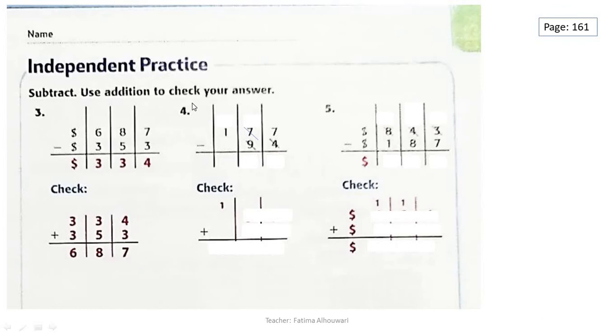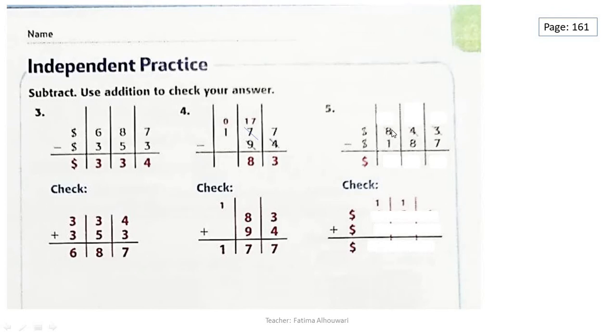The same for question number 4. If we add these two numbers, we will get 83. To check if our answer is correct or not, we should add these two numbers and we should get the same as this number. So our answer is correct.